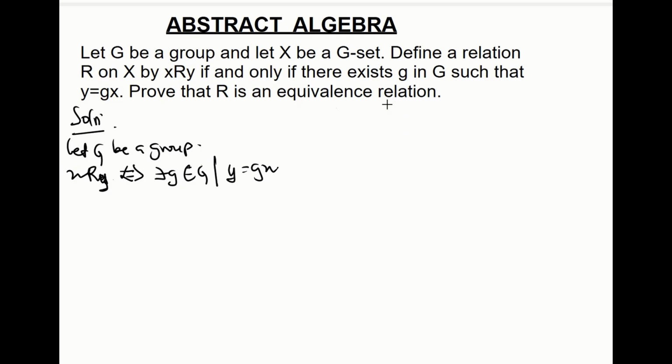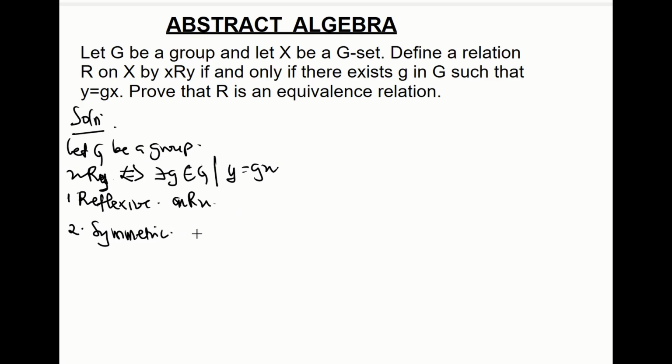But first we have to identify that for an equivalence relation, there are three axioms that this relation must fulfill. If these three are fulfilled, then we see that it is an equivalence relation. First, you must show that it is reflexive. If it is reflexive, this means that x relates to x, or x maps back to itself. The second one, it must be symmetric.